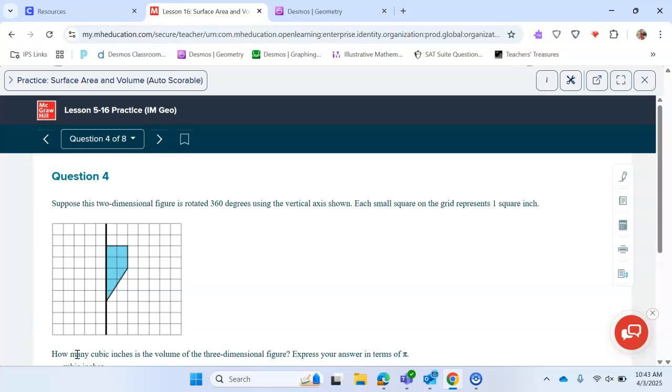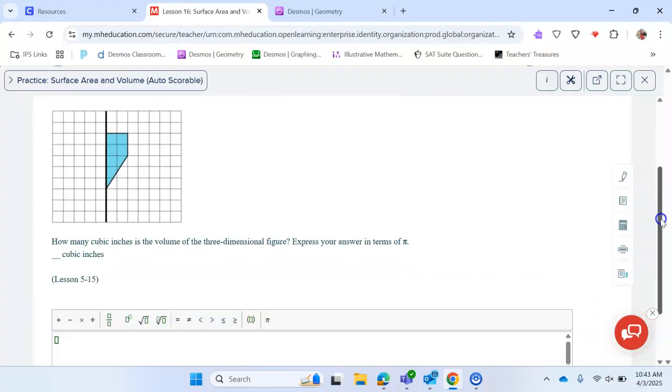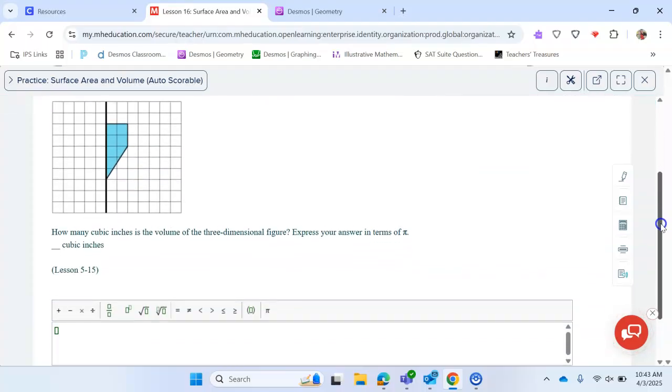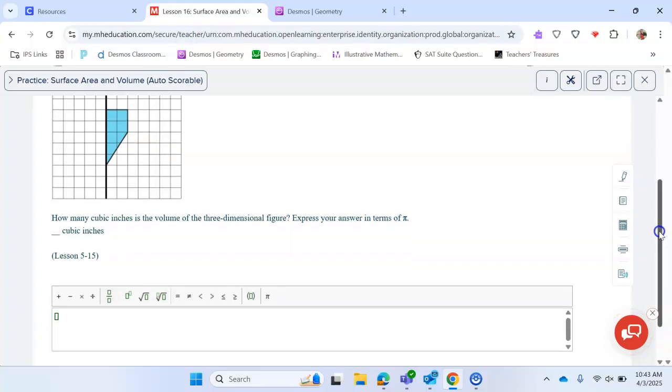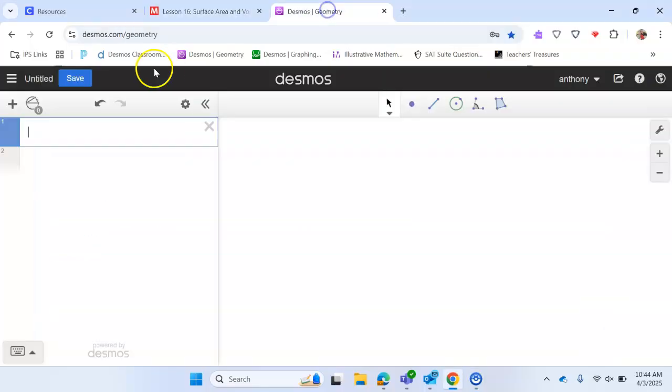Question 4. Suppose this two-dimensional figure is rotated 360 degrees using the vertical axis shown. Each small square on the grid represents 1 square inch. How many cubic inches is the volume of this three-dimensional figure? Express your answer in terms of pi. So we have a cylinder on top of a cone. The cylinder has a radius of 2 and a height of 2.